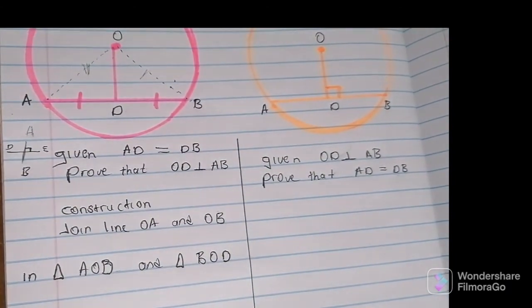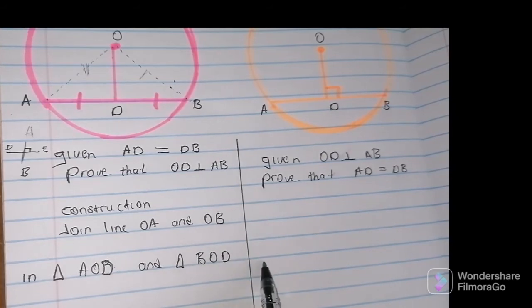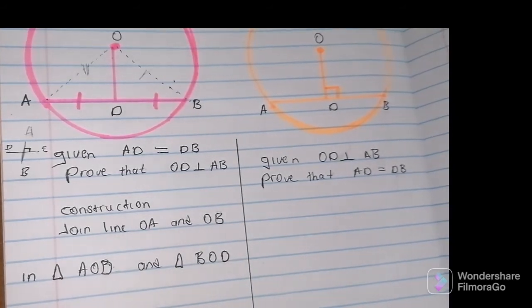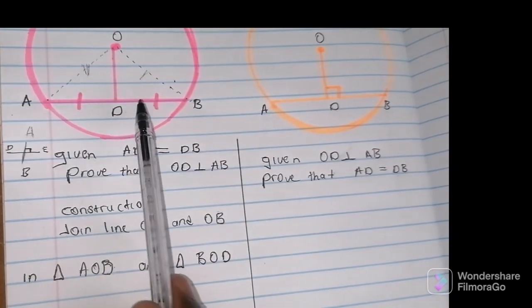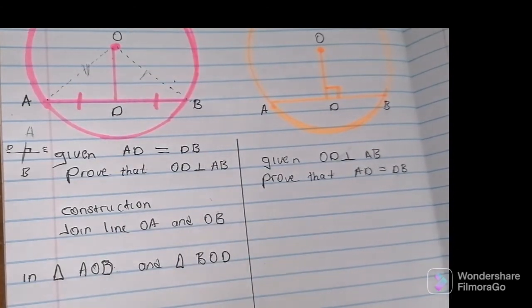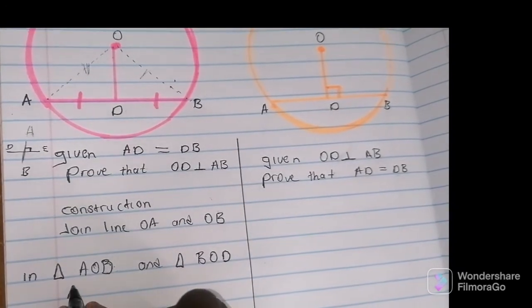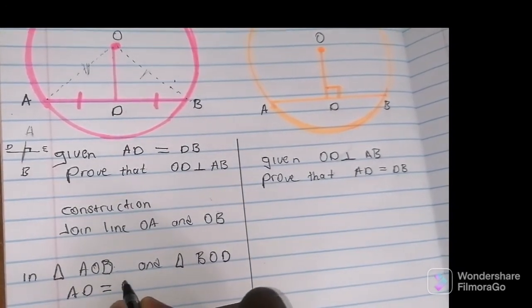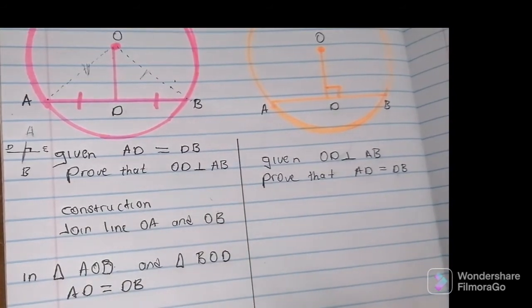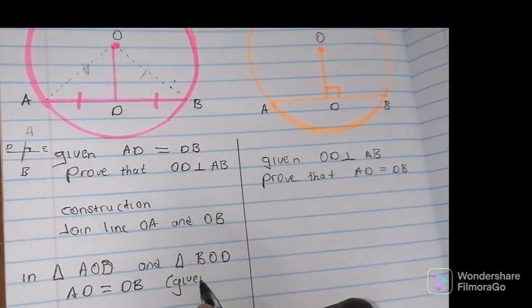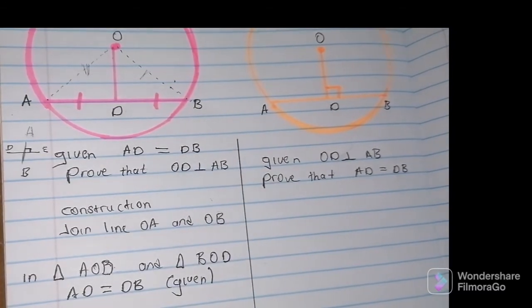And how do we prove congruence? We only need to prove three things. In triangle AOD and triangle BOD, first, we are given that AD is equal to DB. We can write that down: AD is equal to DB. And what is the reason? We are given. The reason is very important, guys. Please don't forget to write the reason, because it also gives marks.